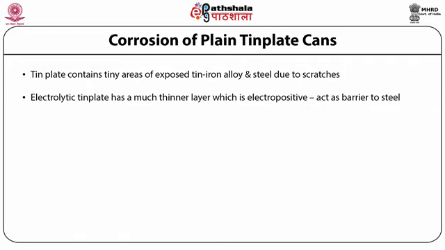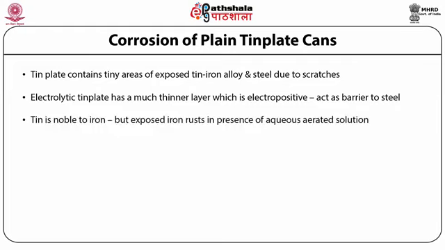In the case of tin plate exposed to aerated aqueous environment, tin is noble to iron according to the electrochemical series. Therefore, all the anodic corrosion is concentrated on the minute areas of steel and the iron dissolves, or we can say it rusts or corrodes. In extreme cases, perforation of the sheet may occur. This is the process which occurs on the external surface of tin plate containers.